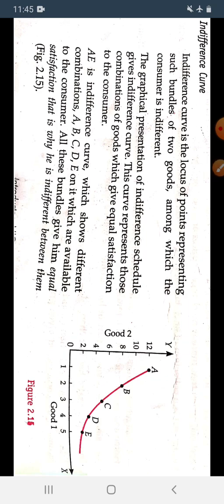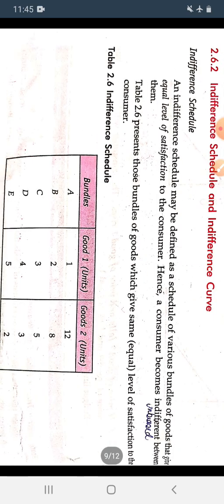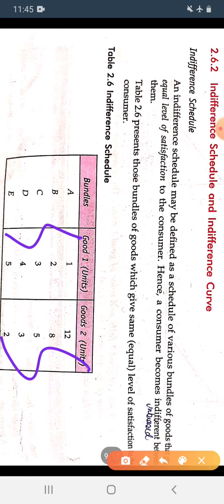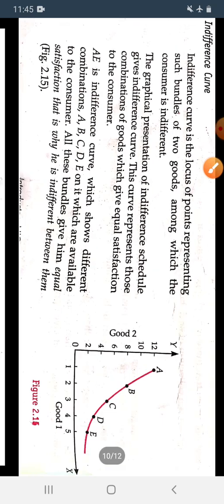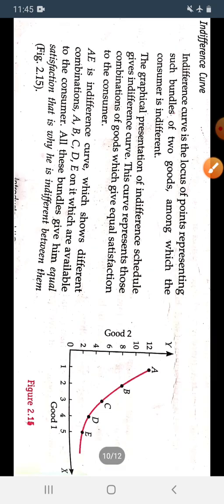An indifference curve shows the different points on a graph of the different bundles of goods. Whatever we have taken, these are all bundles of goods 1 and 2: bundle A, B, C, D, E. These are all bundles of goods in which the consumer is indifferent. The consumer can't make any difference between these bundles. Bundle A gives him a satisfaction which is equal to the satisfaction given by bundle D. So the consumer can't make any difference between any of the bundles.